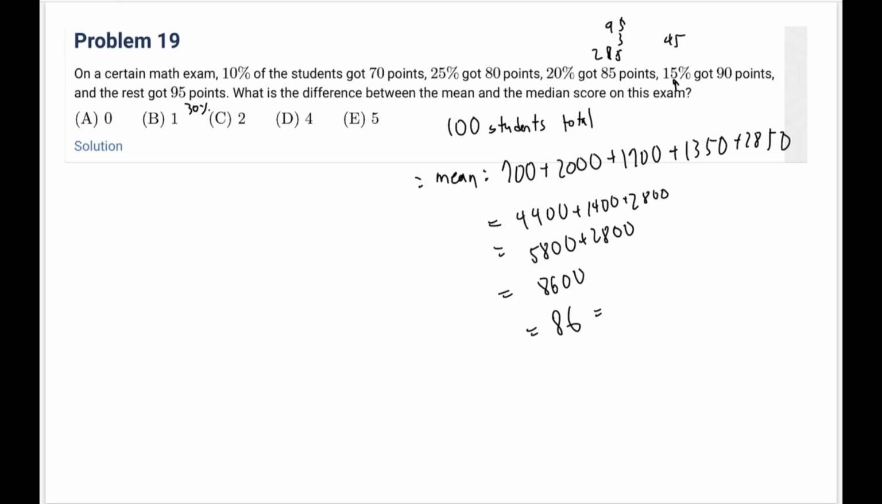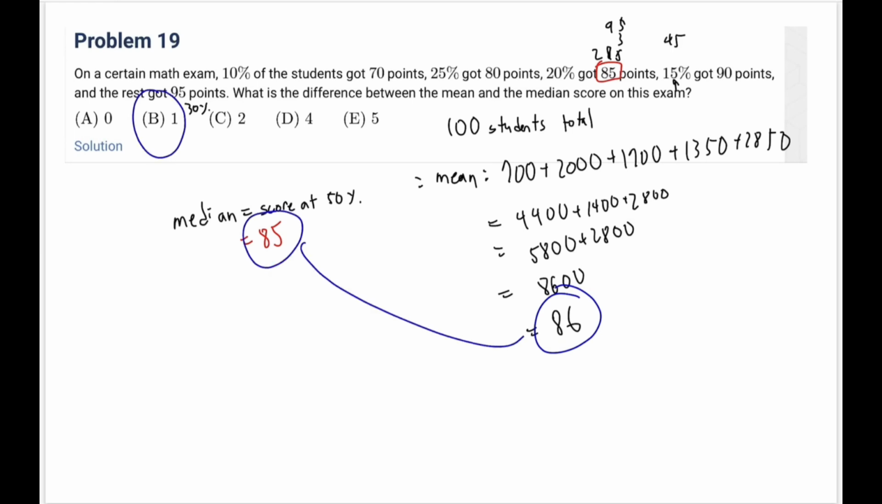So this is the mean, right? And then the median is the score at 50%, right? And so first 10% is 70 points, and then 25%, that's 35%, and 20%, that's up to 55%, right? So the median is 85 points. So the mean is 86, the median is 85, so the difference is 1.